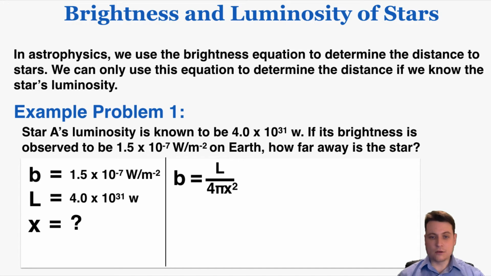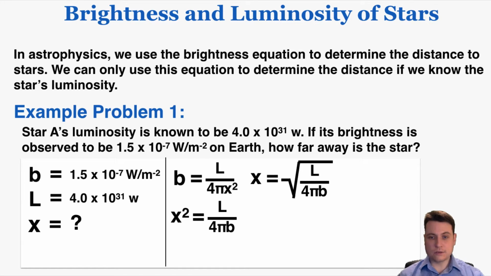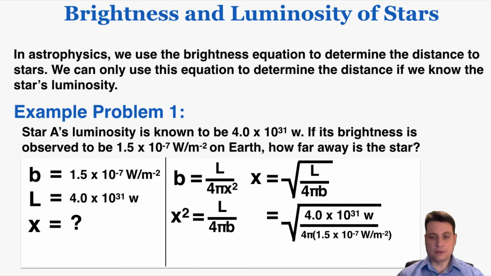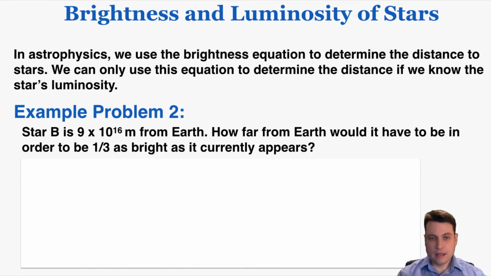And we can plug this into the equation. I'm just going to isolate distance because that's what we're looking for. When I isolate distance, I get distance is equal to the square root of the luminosity over 4 times pi times the brightness. And then actually plugging in the numbers gets me a distance of 4.6 times 10 to the 16th meters. So that's my answer to the problem, and that's how I apply the brightness equation to find the distance to stars.